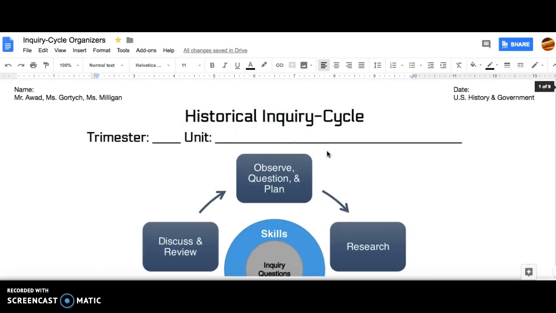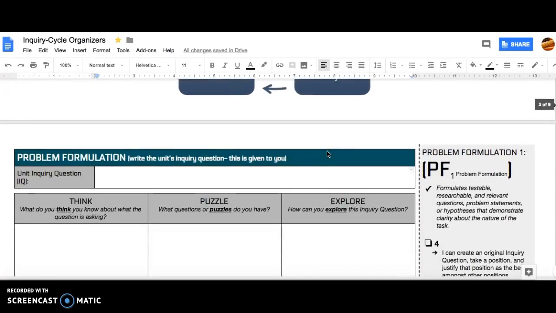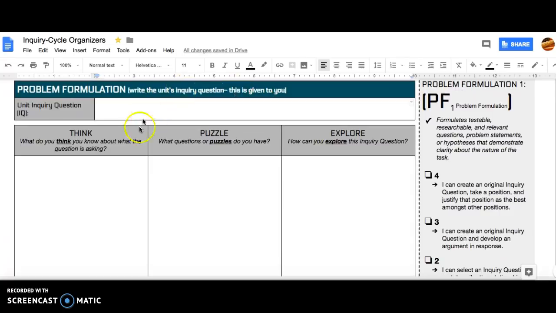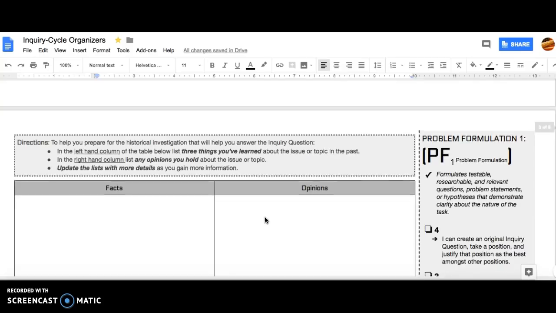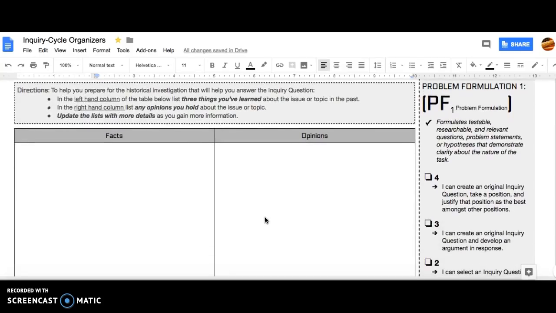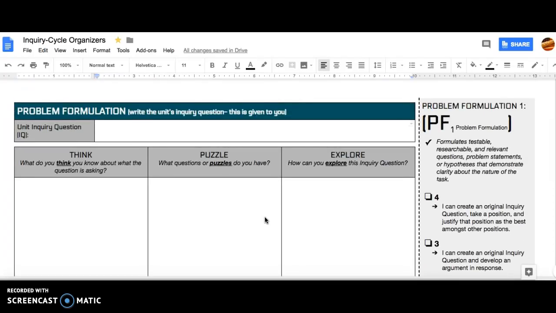Okay guys, so hopefully this tutorial was helpful. Hopefully you're now better able to complete the problem formulation organizers on your own, and you should refer back to this tutorial if you're ever confused.